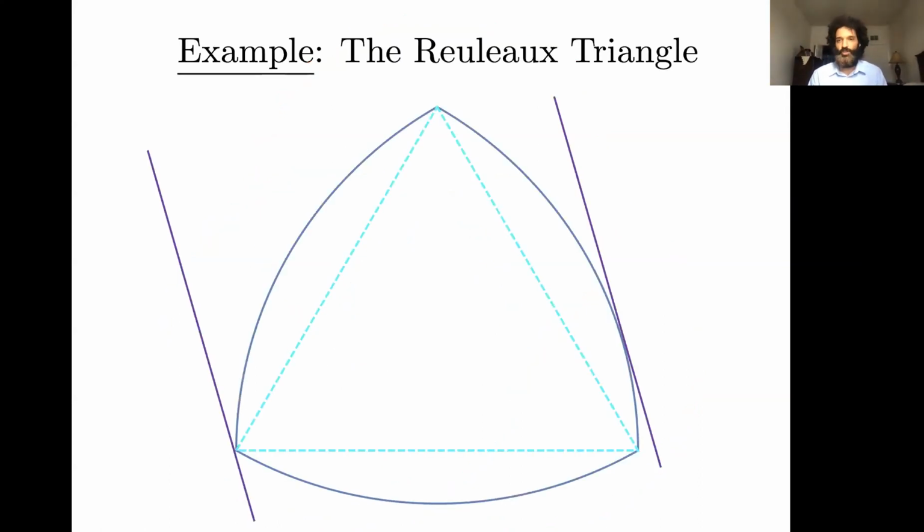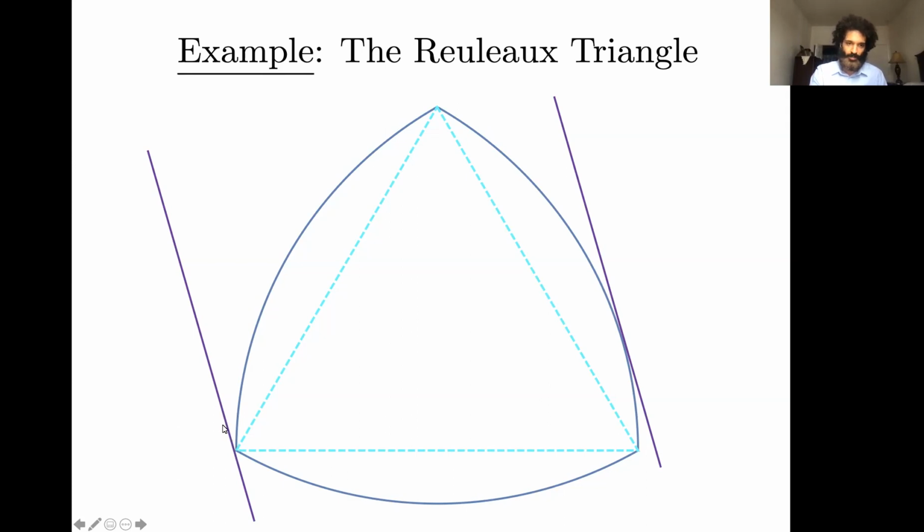It's known as the Rouleaux Triangle. It's 3-sided, 3 circular arcs. It has 3 vertices, the same vertices as the equilateral triangle. Not too hard to see that if I take any 2 parallel supporting lines, then at least one of them will be supporting the curve at a vertex.